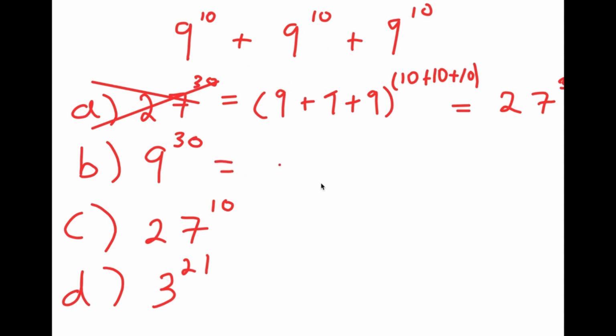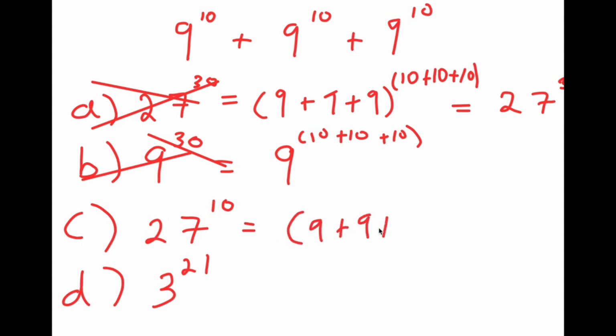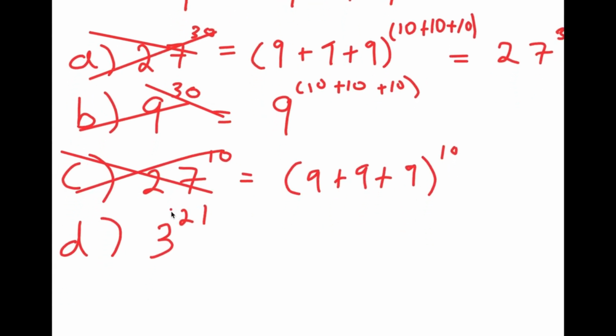So now going from here, this one, 9 to the power of 30, was likely gotten by keeping the base the same and then adding the exponents. And this again is wrong because this is not the right way to add exponents. Now we have 27 to the power of 10, and this was gotten from adding the bases, but keeping the exponent the same. And this, again, is wrong as well. That's not how you add exponents.